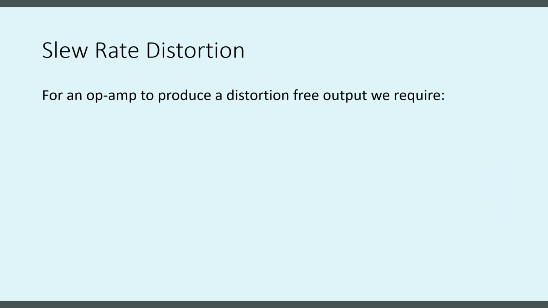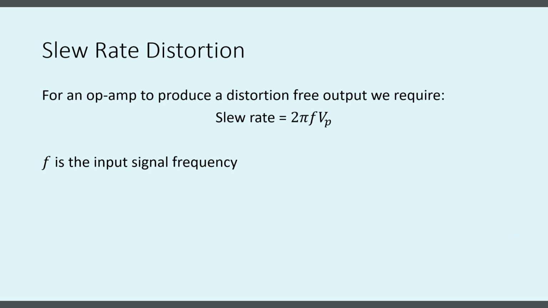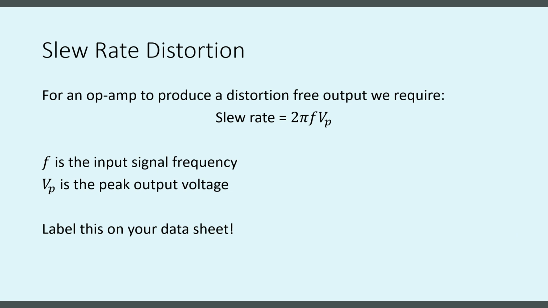So there is a requirement we need to make sure we avoid this. And this is that the slew rate is basically fast enough to respond. This is an equation that you are given on your datasheet, and it's 2 pi times the frequency. So we need it to be at least as big as the frequency of the input signal, times the peak voltage. Obviously, if there is a large change in voltage, if it's going from, say, 0 volts up to 20 volts, it will take longer for it to respond, so we may need a higher slew rate to account for that. Do make sure that you label this on your datasheet.